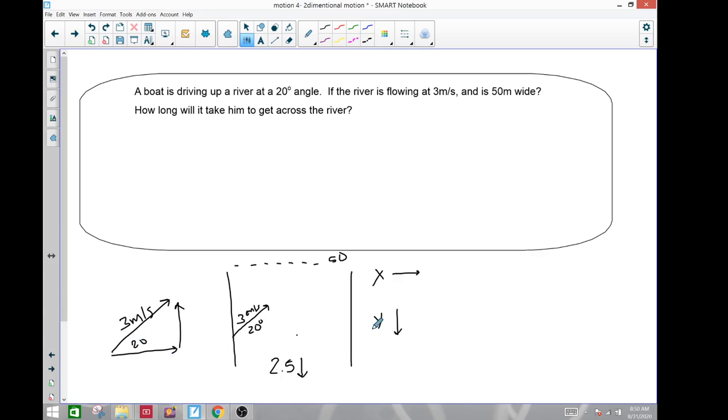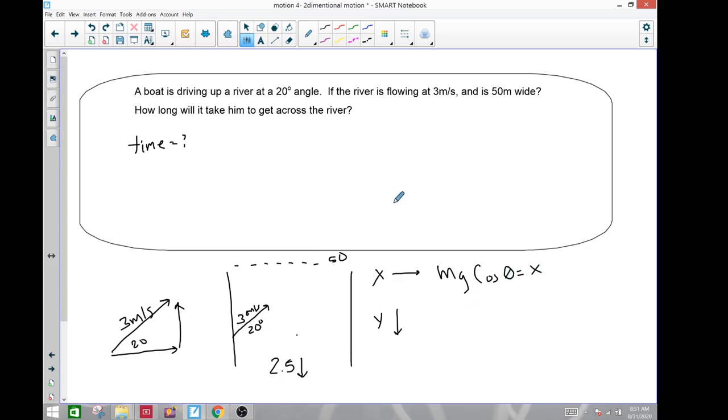This is a unique situation. First of all, let's figure out how much time it takes to actually get across this river. I need to know my x component. Breaking this apart into two components is a pretty valuable skill that we're going to use a lot. As mentioned in the past, the shortcut for the x component is the magnitude of the vector times the cosine of the angle.